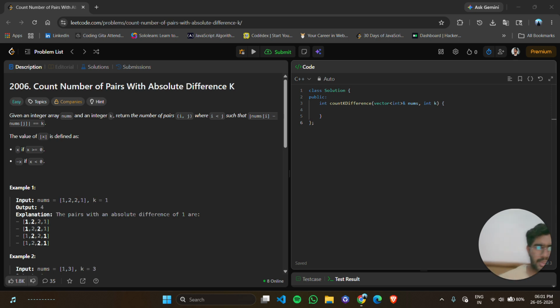So first we will read our question, then we'll discuss our problem understanding, then we will discuss the brute force idea and dry run, and then execute the code. So let's start with reading the question.